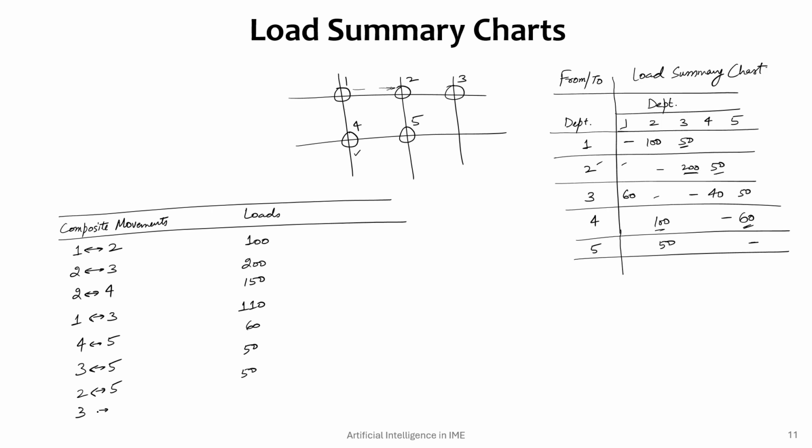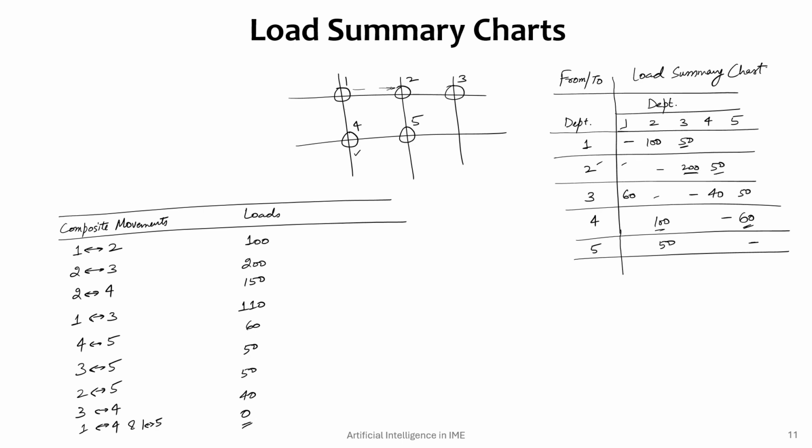Then 3 to 4: 3 to 4 is 40 and 4 to 3 is nothing. So this is a total of 40 units. And we can see here that 1 to 4 is 0, and finally 1 to 5 is also 0. So we can write here that 1 to 4 and 1 to 5 is 0.